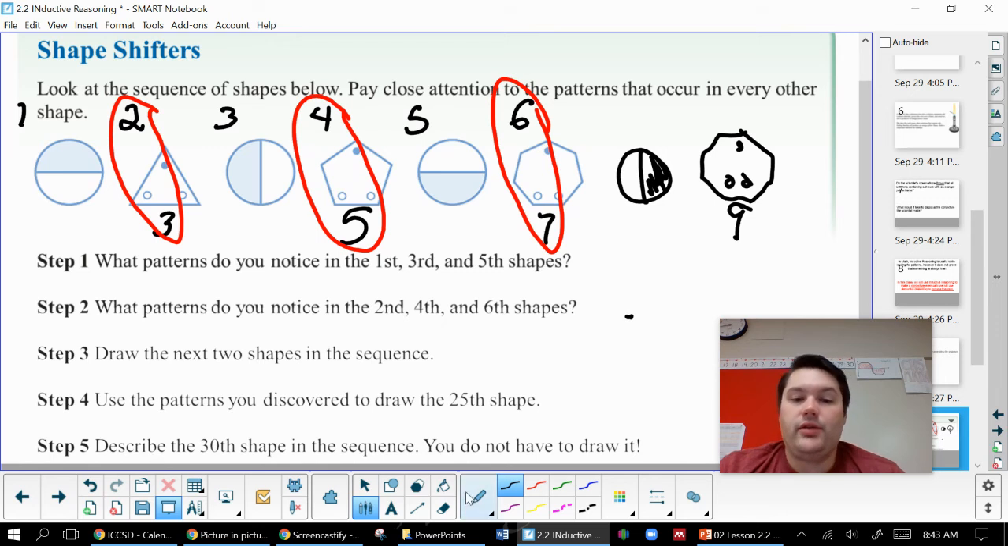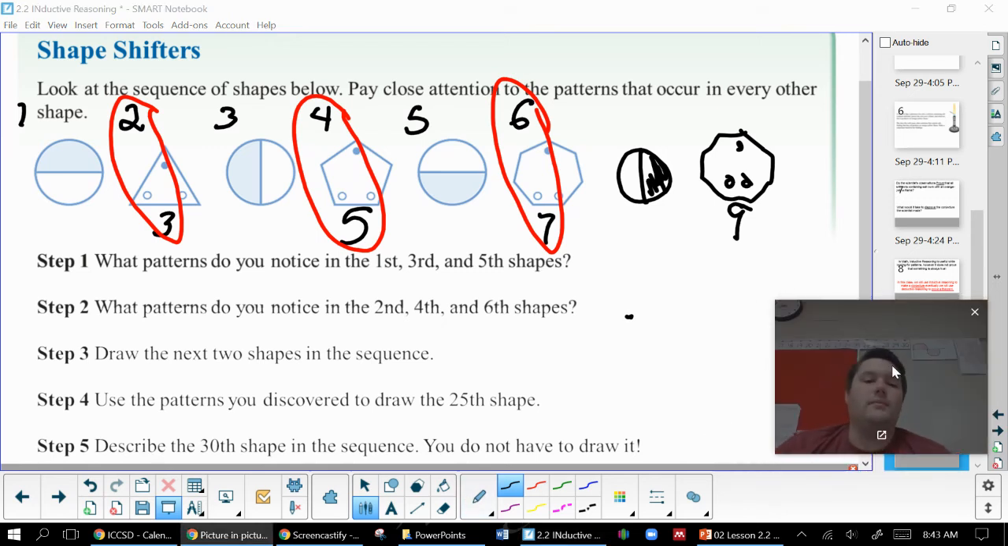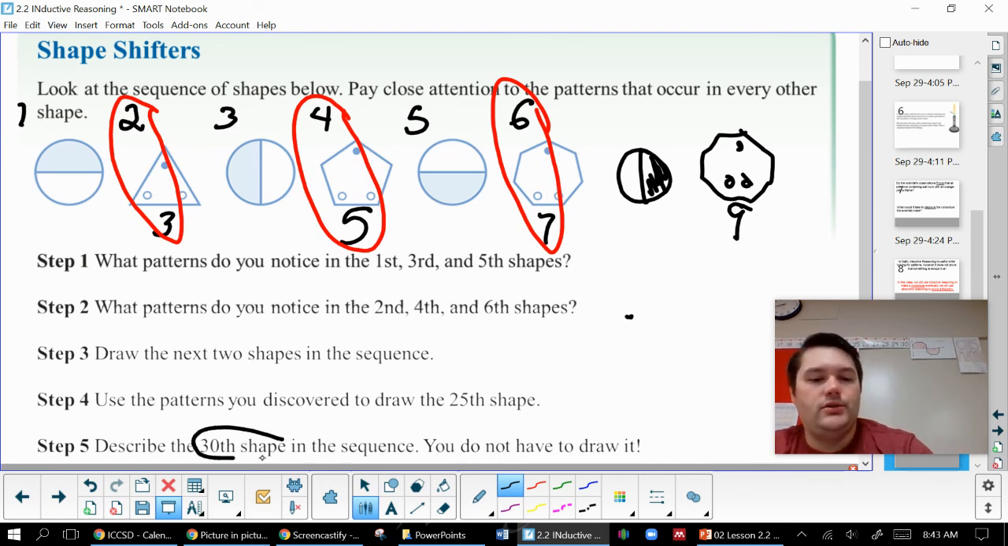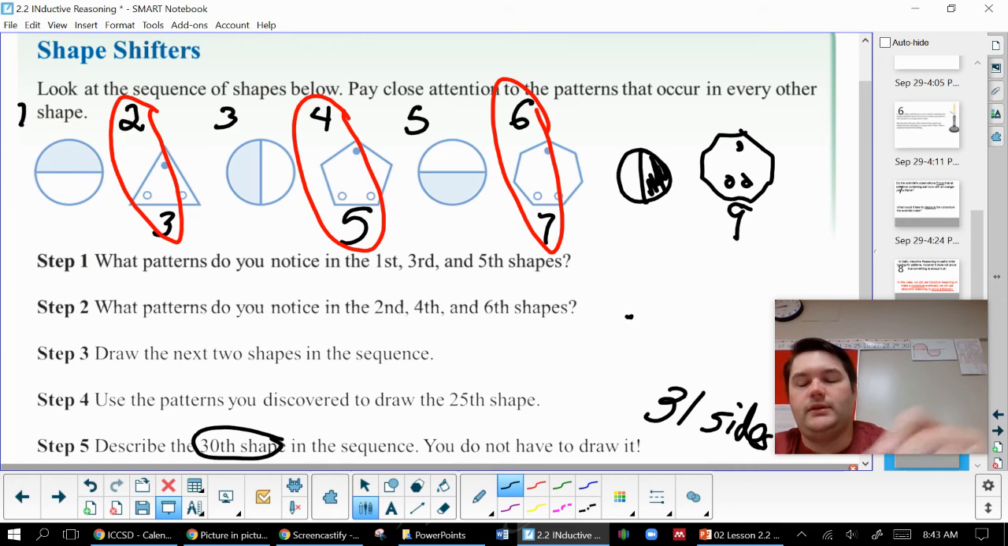Now, when we want to answer questions a little bit further down, something like what's the 25th shape look like, or what does the 30th shape look like, then it's a little bit harder. We have to actually think about this pattern a little bit more abstractly, I guess. So if you want to start with question 5, I think that's the easiest one. So number 5, the 30th shape, since it's an even number, is going to follow this pattern. And we notice that every single time, the number of sides of that polygon is 1 bigger than our number. And so our 30th shape is going to have 31 sides. Definitely don't draw that. That would be miserable.